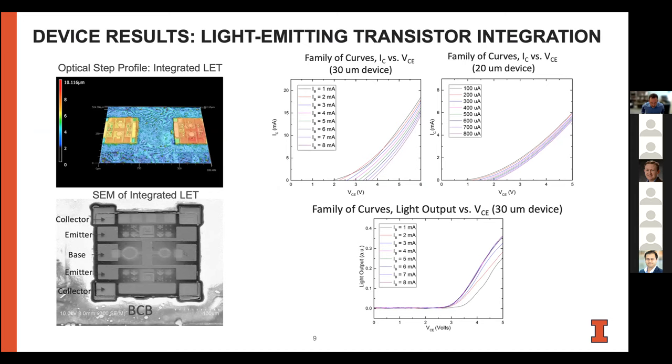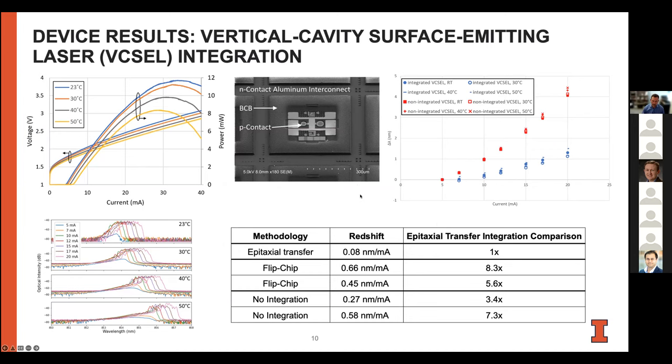We've applied this technique to a couple of different types of devices. We've applied it to light-emitting transistors. These are light-emitting transistors shown here with decent results. And we've also more recently applied it to vertical cavity surface-emitting lasers. An interesting feature of this is that if we look at the shift in wavelength versus drive current for the devices that we've transferred to the silicon versus devices on their native substrate, we see much better performance. And of course, that's expected because silicon has a much better thermal conductivity than gallium arsenide does. In fact, if we compare that to other techniques, flip chipping, et cetera, we see a significant improvement relative to those. And the key thing to point out here is that these devices are fabricated after we do the epitaxial transfer process.